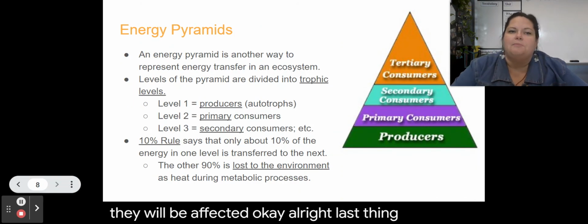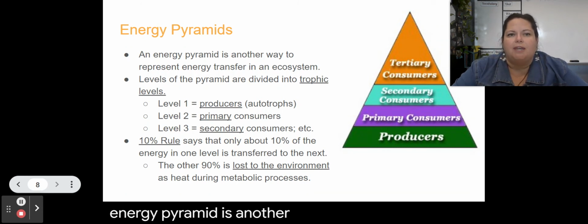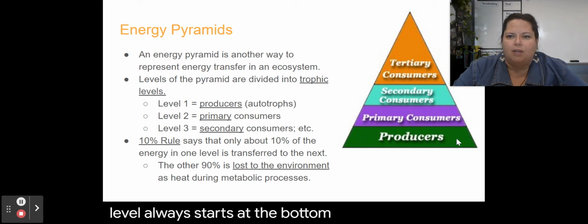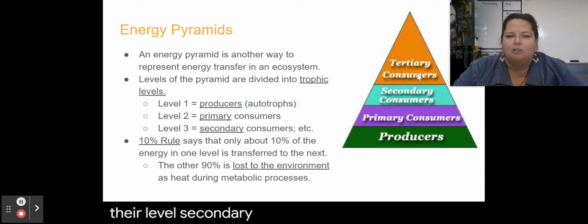All right, last thing we're going to be looking at are energy pyramids. So an energy pyramid is another way to represent the energy transfer in an ecosystem. Levels of the pyramid are divided into trophic levels. So our first level always starts at the bottom, it's our producers. Second level is our primary consumers. Third level, secondary consumers. Tertiary consumers at the top.